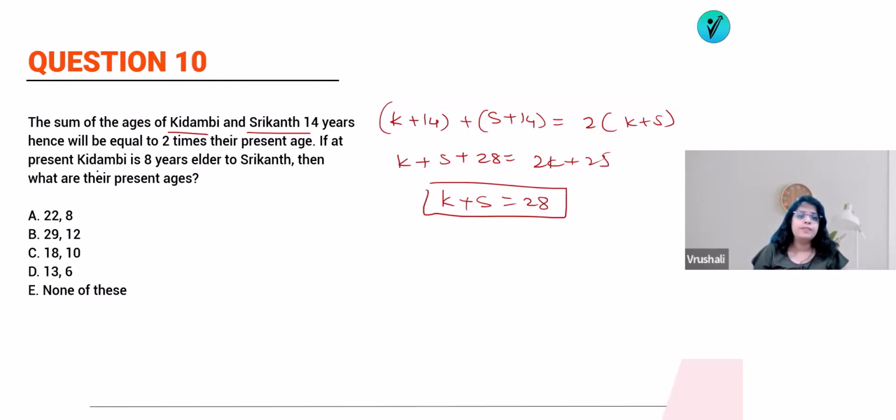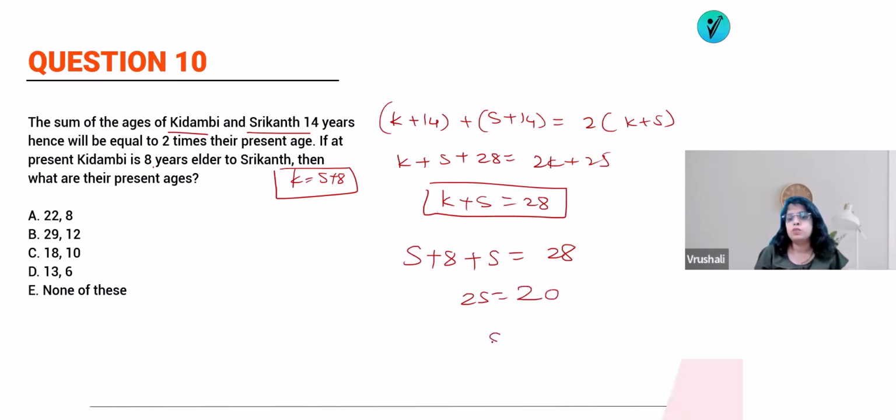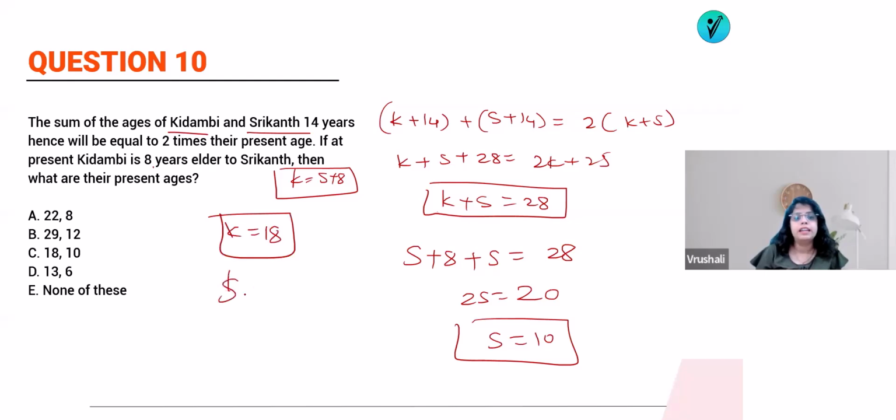Then what are they saying? At present Kadambi is 8 years elder to Shrikant. So Kadambi is equal to Shrikant plus 8. Then what are their present ages? So I am substituting here: S plus 8 plus S is equal to 28. S plus S, 2S, is equal to 28 minus 8, which is 20. So the age of Shrikant will be 10. If Shrikant is 10, Kadambi is 8 more than 10. That means Kadambi will be 18 and Shrikant will be 10. So the answer is option number C, that is 18 and 10.